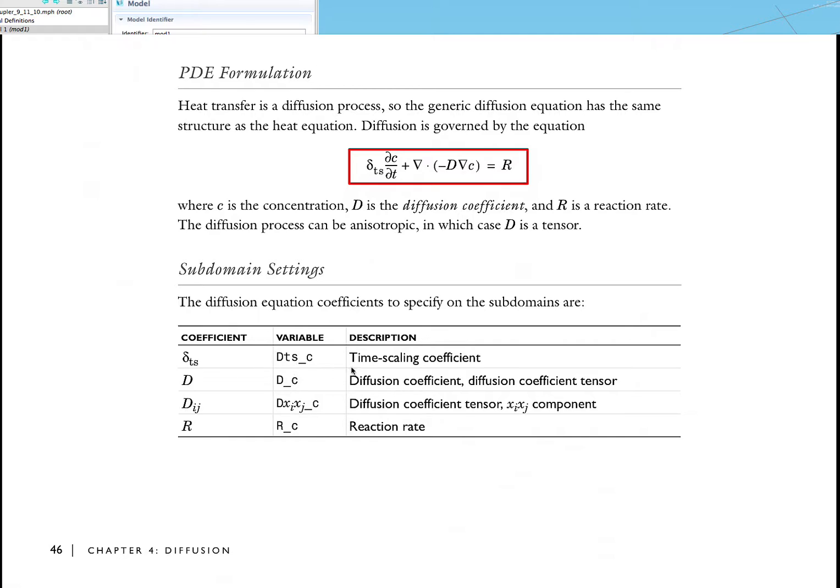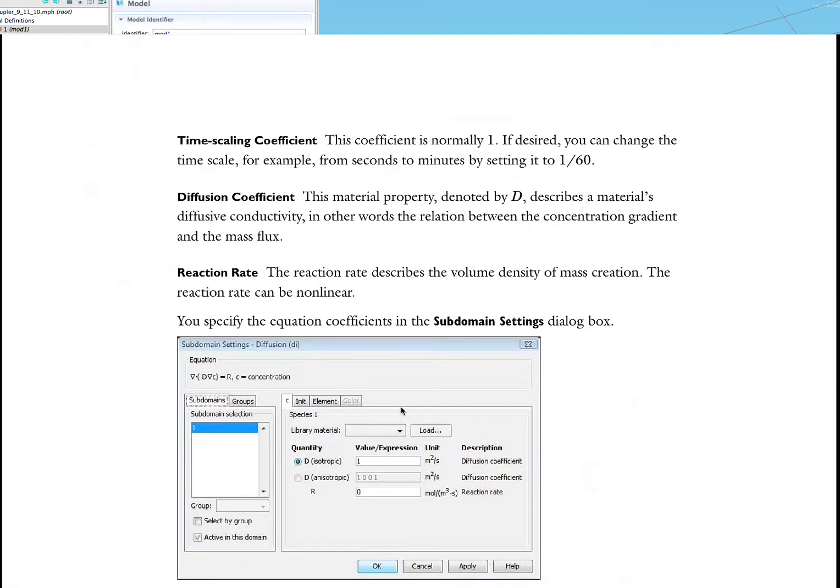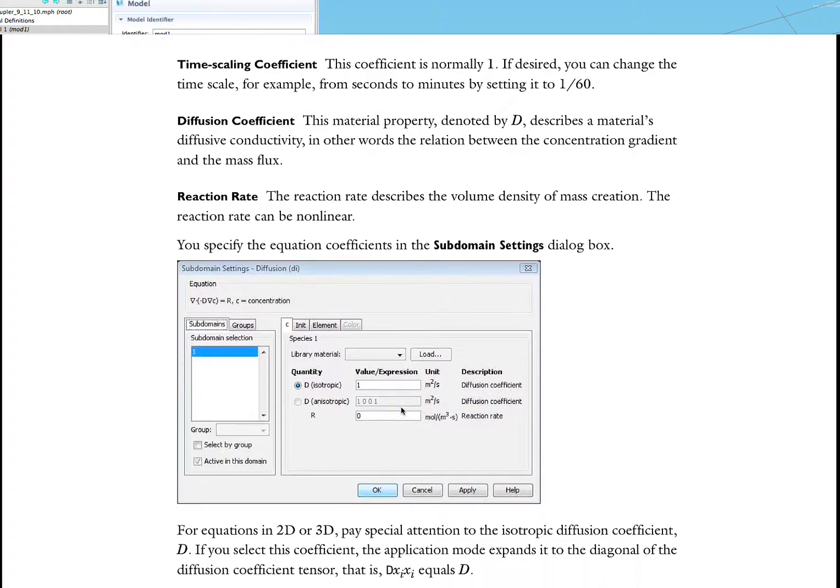So these are described here. You have the time scaling coefficient. In COMSOL you can actually write it using exactly this script: D, lowercase t, s, underscore C, and it would know that this is actually delta t sub s in this equation. Same thing for D, you can write it as D sub C. This is the diffusion coefficient for mass. And D_ij, if you have an anisotropic diffusion, you can write it this way. So these are conventions within COMSOL that you can write down.